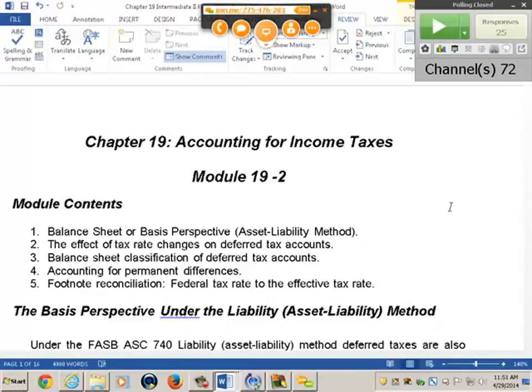Where am I going to flow the adjustment through? Well, it's going to go through income tax expense. If the tax rate goes down, I owe less money and I reduce tax expense. And this is a prospective adjustment.